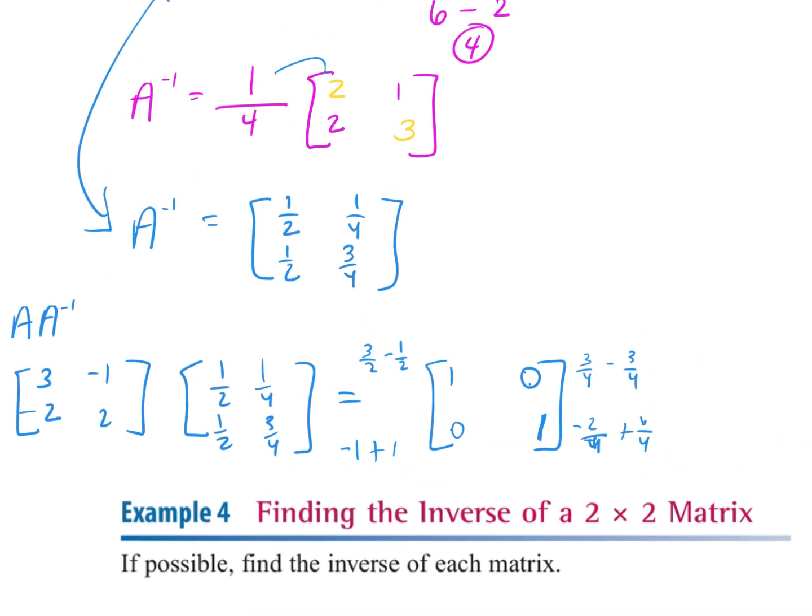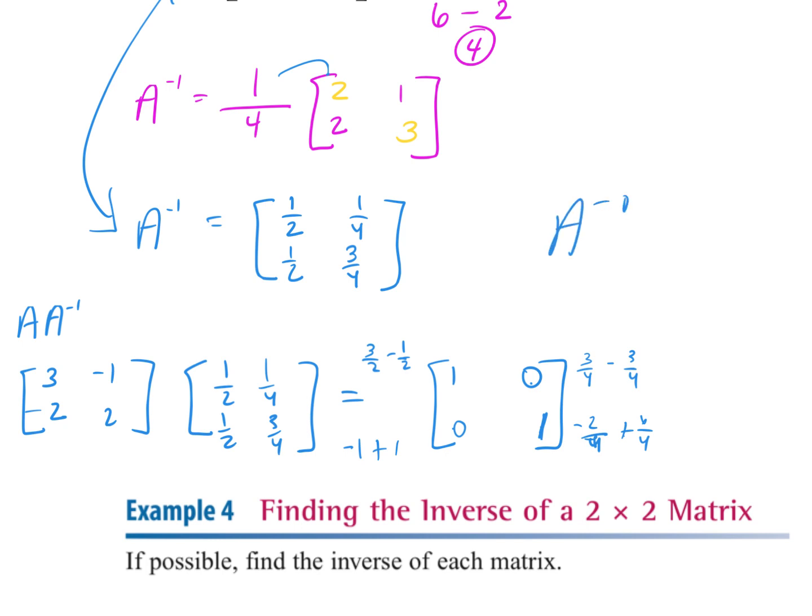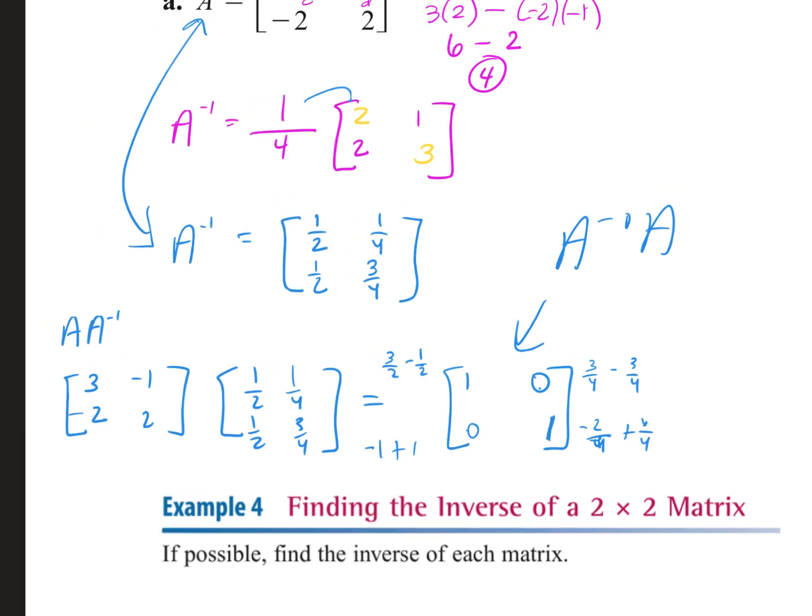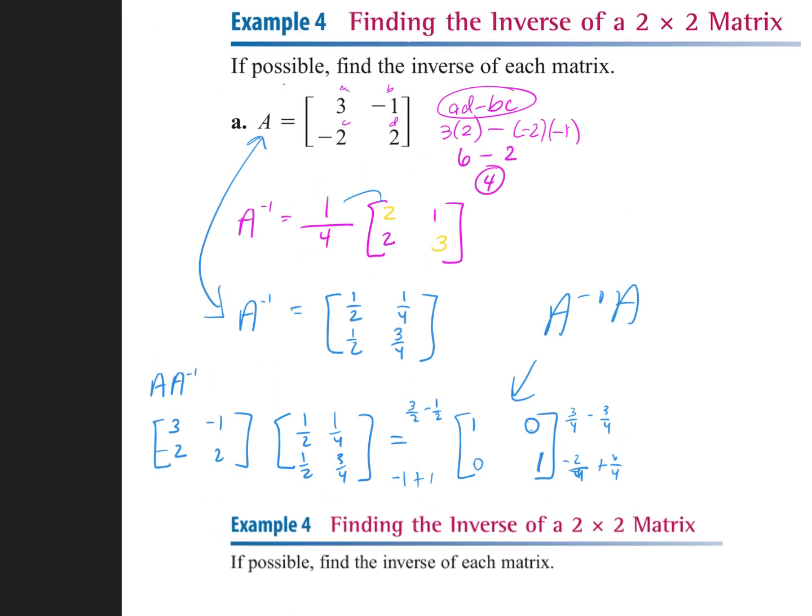What do you think is going to happen when I multiply the other way? A negative 1 times A. Do you think I'm going to get the same identity matrix? Yes. You can go ahead and try it if you want to. But what I want you guys to see is just because you find the inverse and it looks completely different than what you started off with, it doesn't mean you did something wrong. Your inverse is not always going to look like you have the same numbers, you just switched them all around.